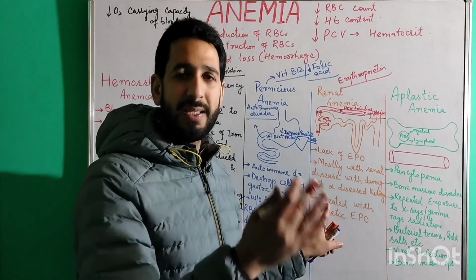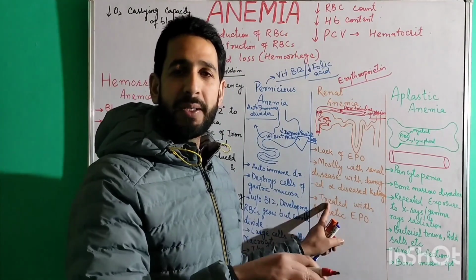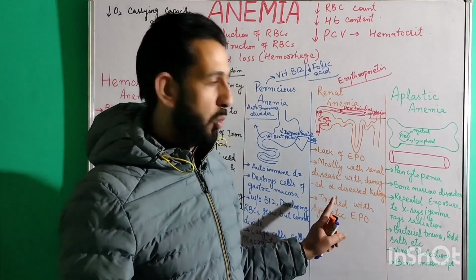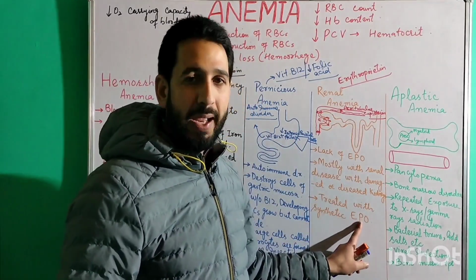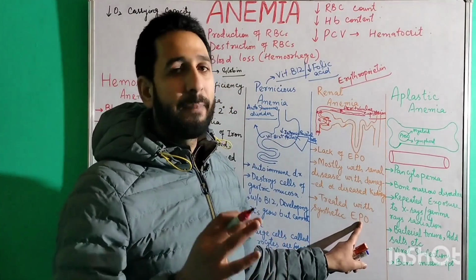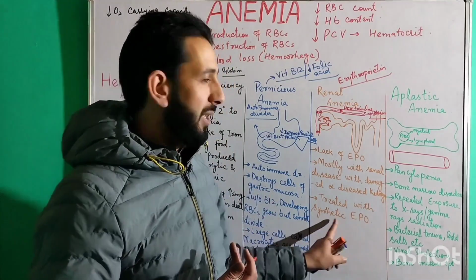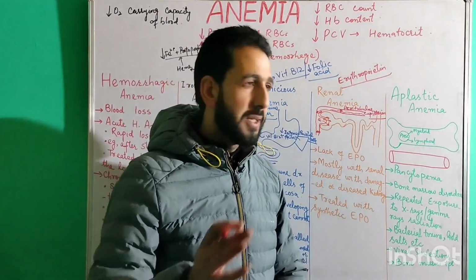For example, अगर हमारा renal disease है तो renal disease को हम treat करते हैं, लेकिन जब तक वो ठीक होता है तब तक हम erythropoietin को synthetic form में भी इस patient में दे देते हैं, right? So this renal anemia can be treated with synthetic erythropoietin, right?